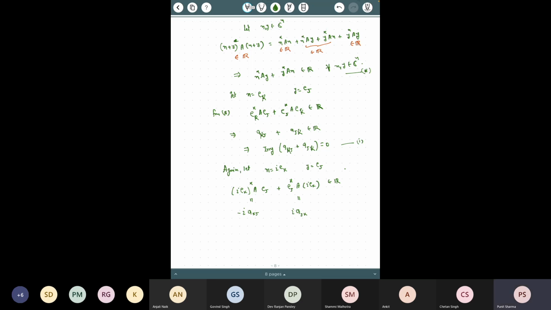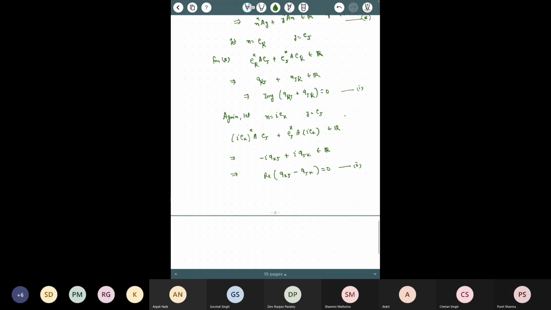So what we can say from here, that I will write it again. This implies that minus i a_kj plus i a_jk is in R. But then this means that the real part of a_kj minus a_jk is equal to 0. Let us call it equation number 2.